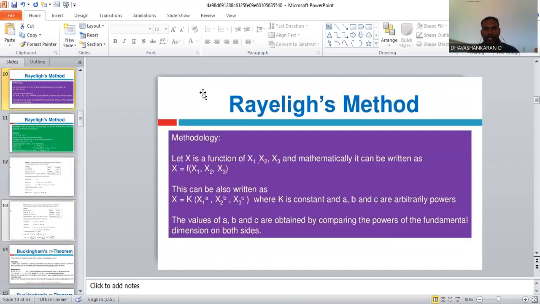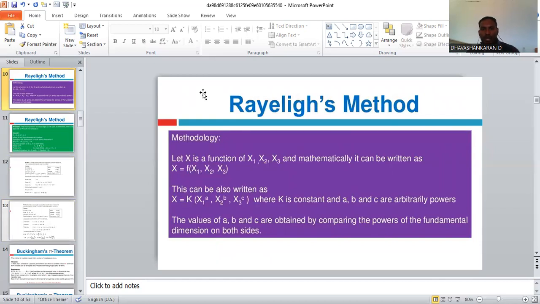Now the methodology, how it can be expressed mathematically and how the function is written, is given in the slide. Let x be a function. We consider x as a function of x1, one variable, whether it is velocity or whatever data is given in the question. So x depends upon x1, x2, x3, which can be mathematically written as x is a function of x1, x2, x3.